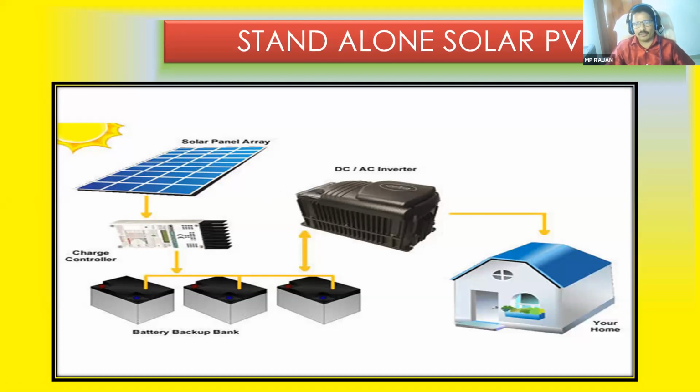So we have main components: solar panel, then battery, charge controller, inverter. These are the four main components. So for sizing of these main components, how much should be the size of the battery, what should be the capacity of panel, what is a suitable charge controller, what should be the specification of inverter, all these things we should know.